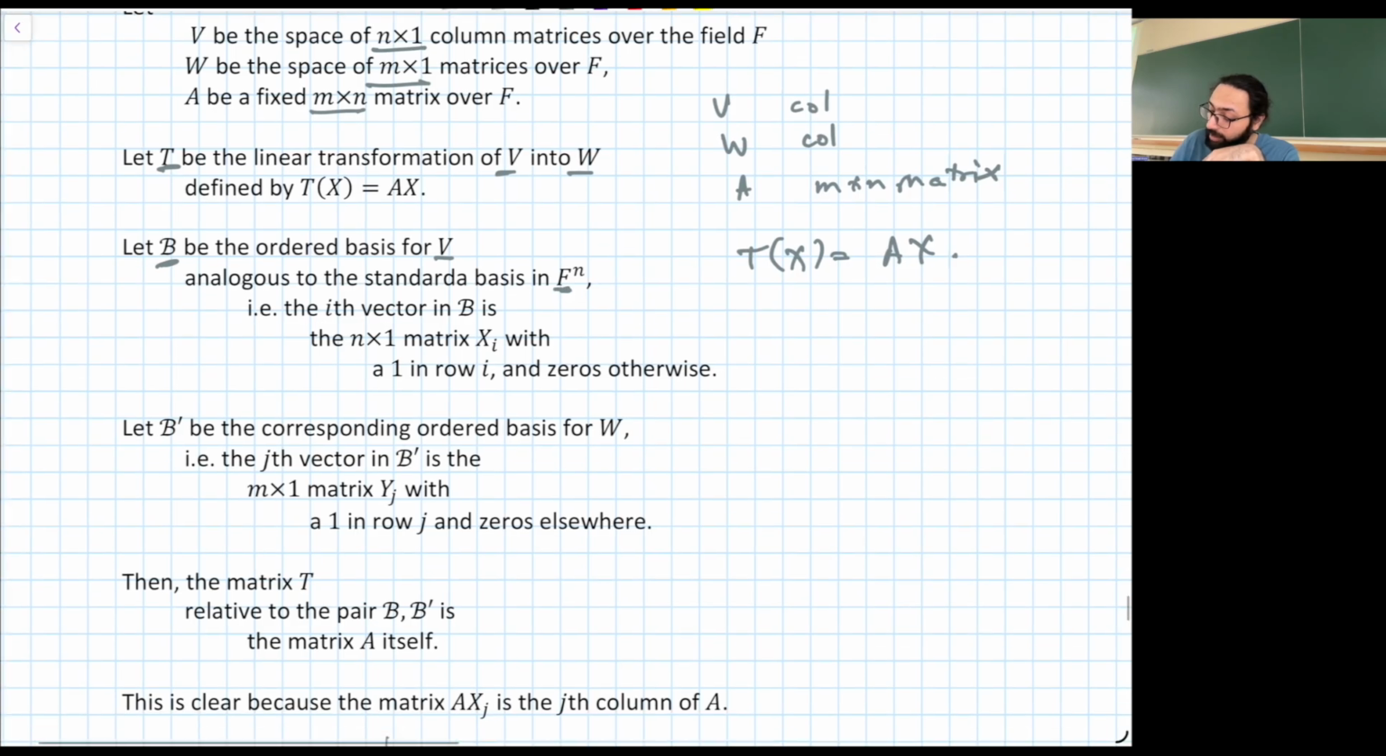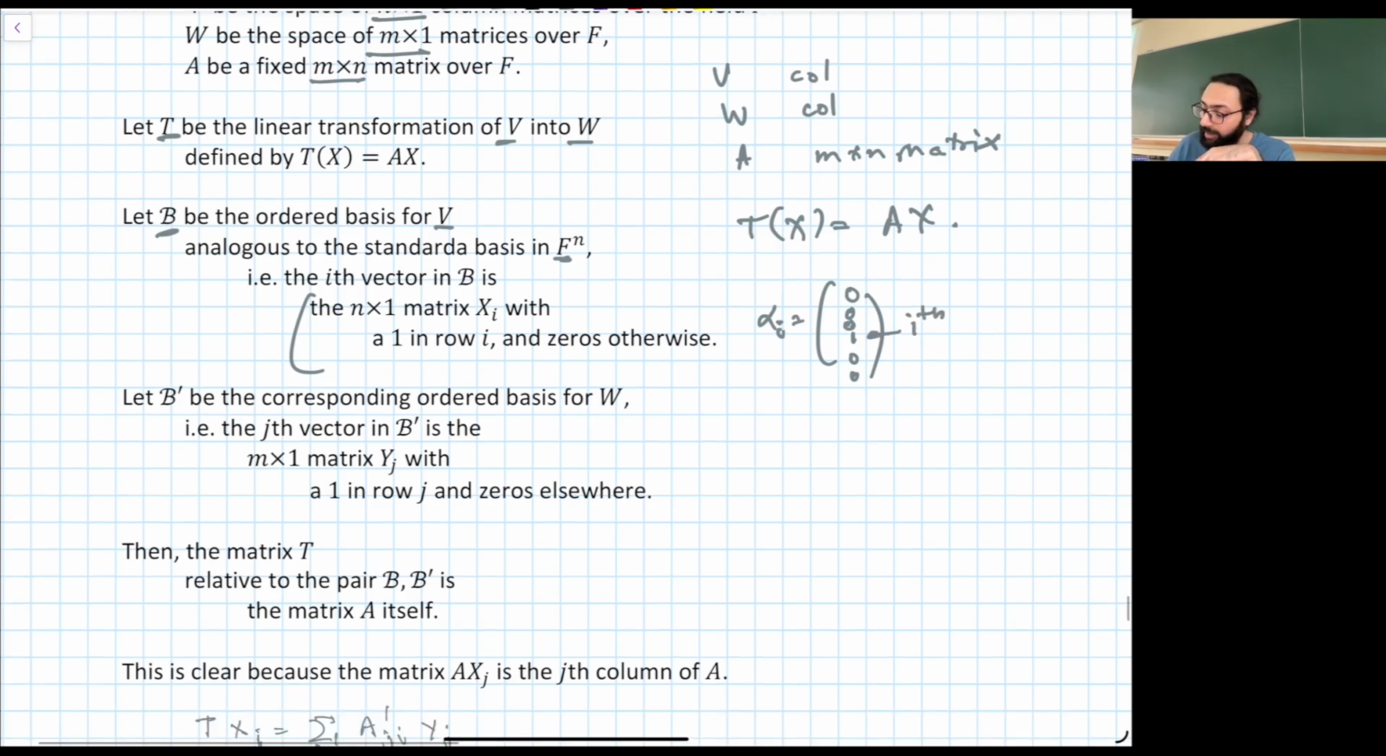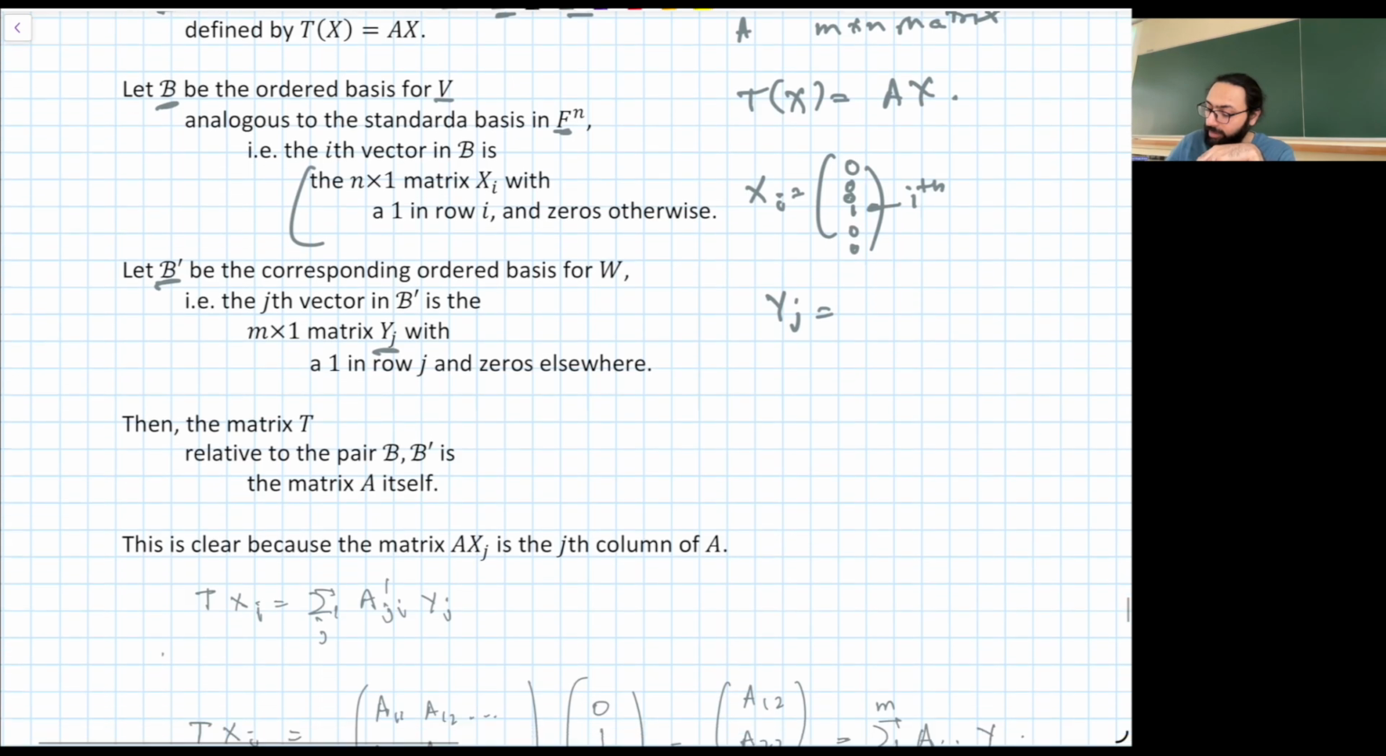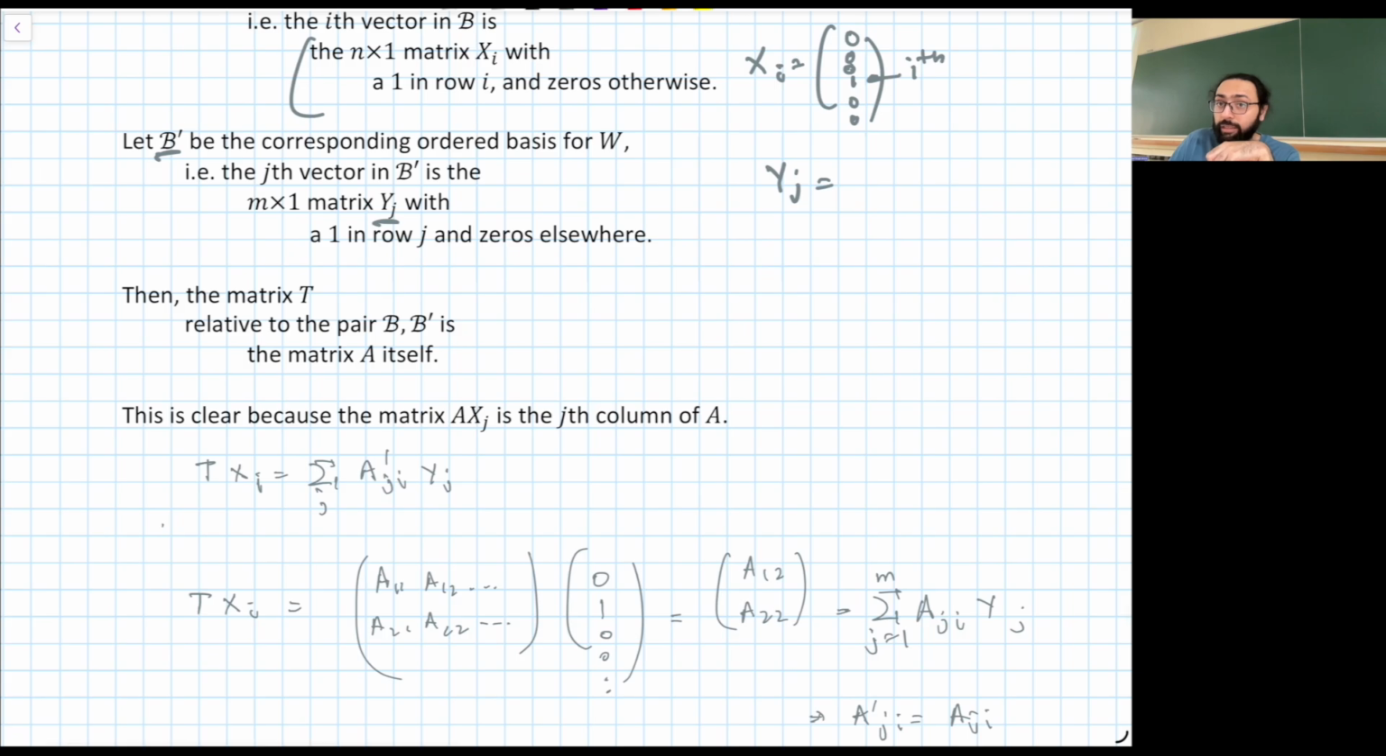So we're just saying that alpha I is just going to be zeros and one at some location, right? At the ith location it is one, otherwise it is zero. And similarly, B prime is the basis where you have Yj. So this they're calling Xi, and this they're calling Yj. It's just the standard basis. There's nothing complicated. That's all they're saying. And then it says the matrix of T relative to the pair B, B prime is the matrix A itself.